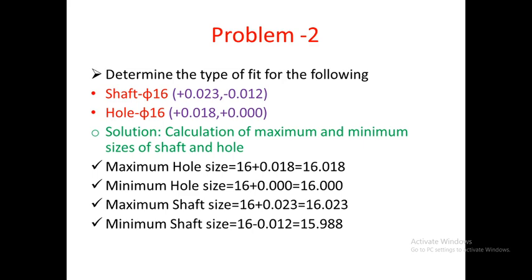The next step will be the calculation of maximum allowance and minimum allowance. So for maximum allowance, the formula is maximum hole size minus minimum shaft size. Now we have already calculated the maximum hole size and minimum shaft size, so we will substitute the values. So 16.018 minus 15.988, which was calculated earlier, will give the difference as plus 0.03. So the difference is positive and equal to 0.03.